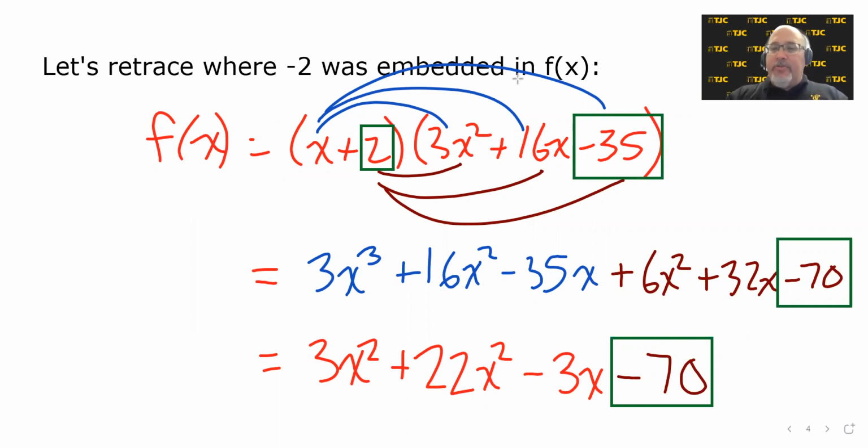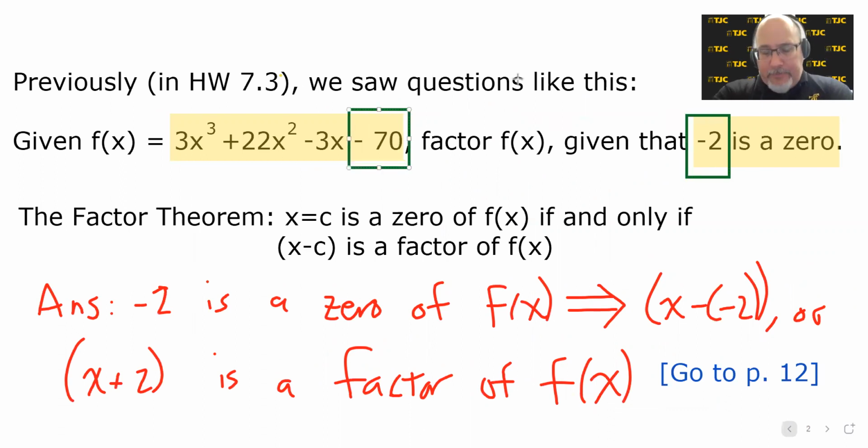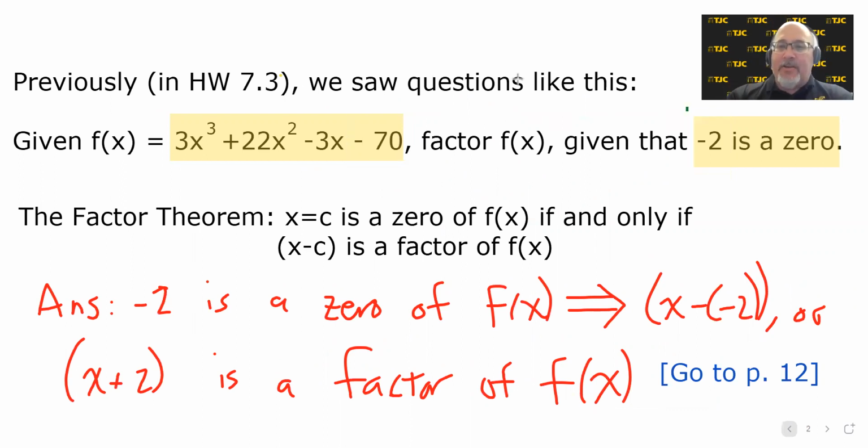Okay, so to summarize everything I just said, the number that I was given was embedded inside of the 70 all along. So that's a hint as to where we can look when we are not given something like negative 2 is a 0. Don't worry, this is all going to be polished up here soon.